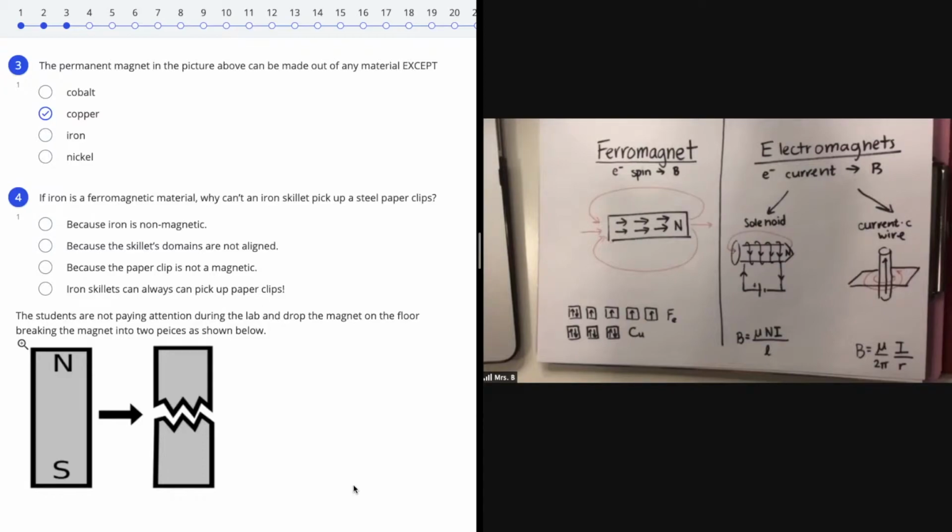my keys don't attract other objects to them in my pocket. That's because the iron has domains, but those domains don't have to be aligned. So I put 4 as B.